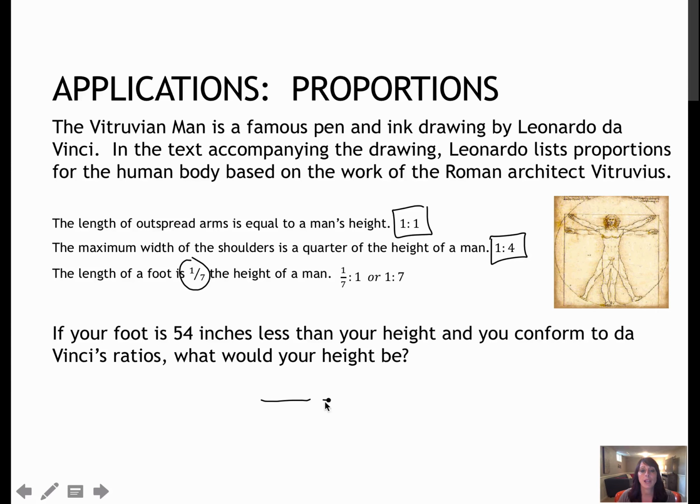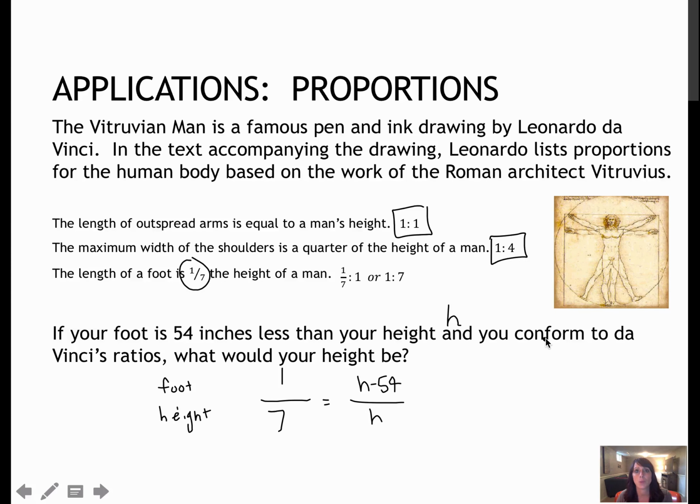Well, we would make a ratio as a fraction. So we might say foot to height. I like to put that little key on the left side so I remember what I'm putting where. So I know that the ratio of a foot to the height is 1-to-7. That's the ratio. Or I could have put 1/7 over 1. And I know my foot is 54 inches less than my height. So I'm going to say my height is h. So my foot would be h minus 54, and my height would be h.